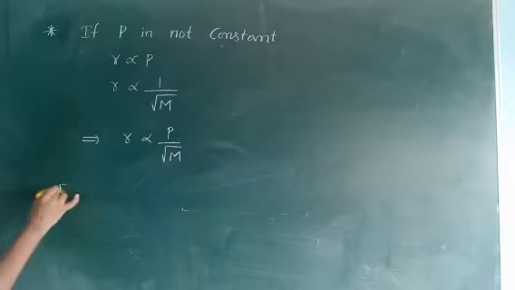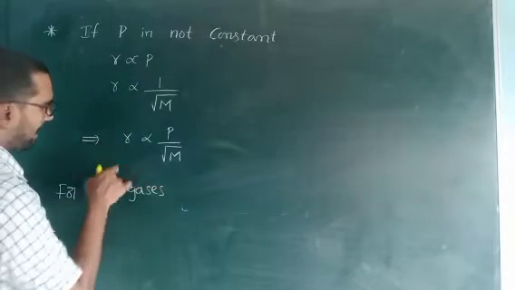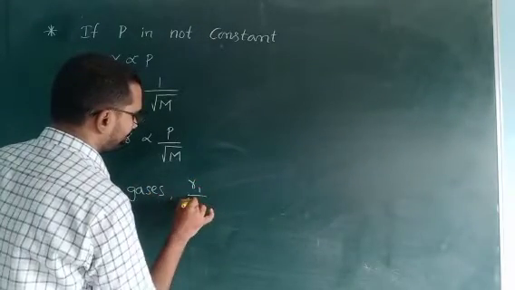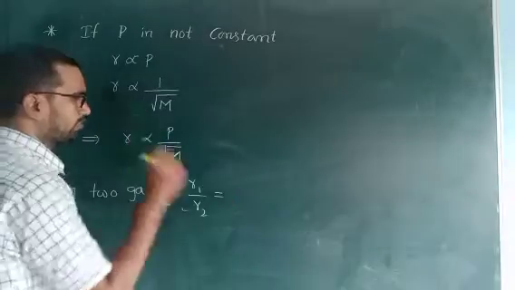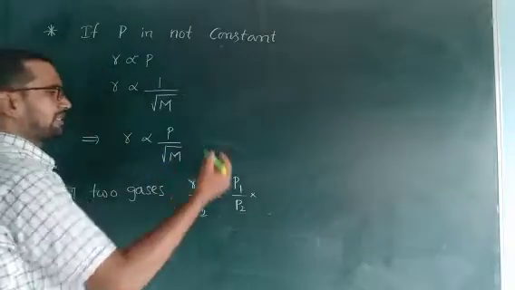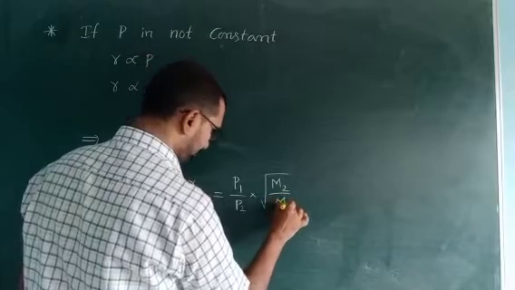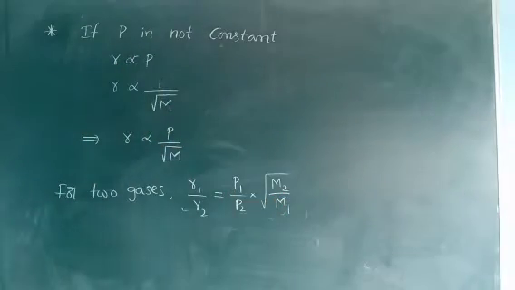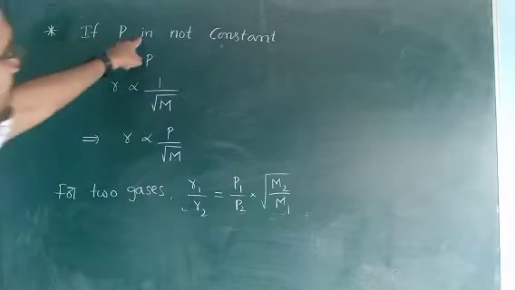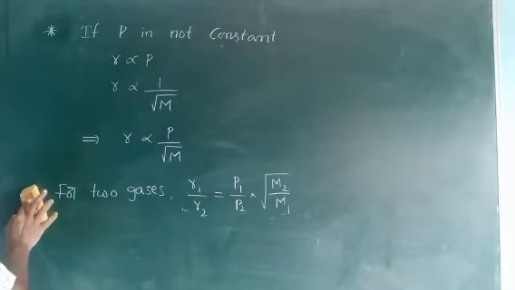Okay, for two gases, I will write directly, R1 by R2 is equal to, this is numerator, so P1 by P2, into, this is denominator, so reverse, root of M2 by M1. This is one of the important relations. Condition is, if pressure is not constant. This is the formula. Okay? Write down.